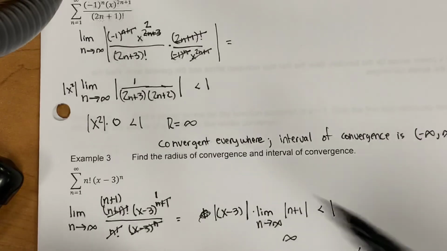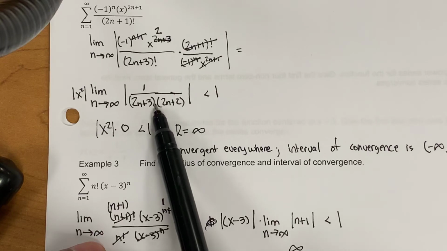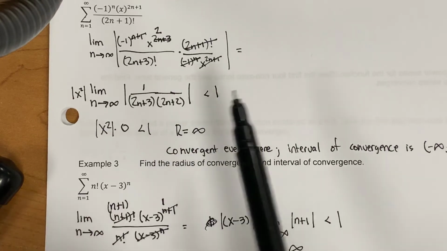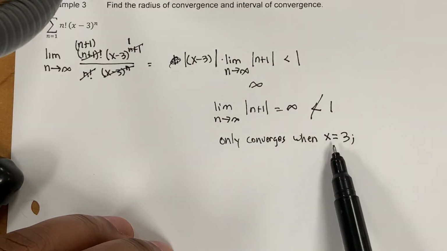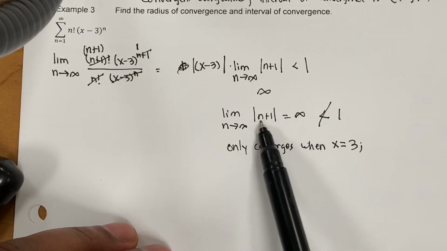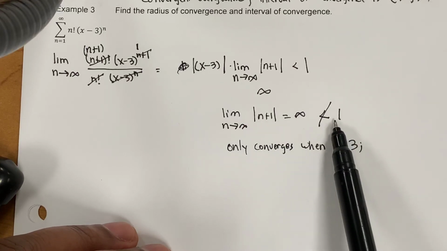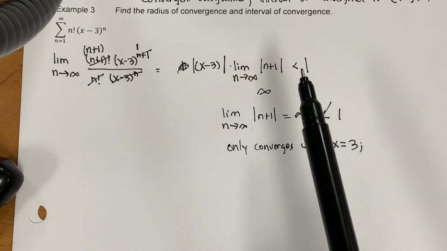For the second example, we had a radius of convergence of infinity because this limit is always less than 1. And then for the third example, we had only convergent when x equaled 3 because the limit was infinity, which is always greater than 1 and not less than 1 as the ratio test dictates.